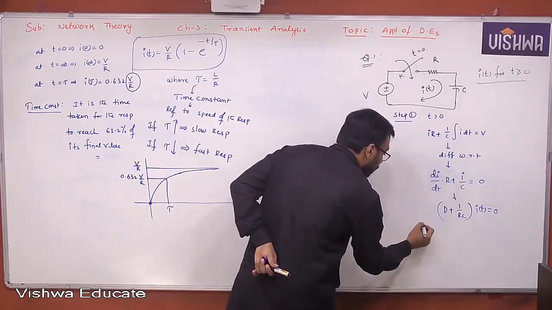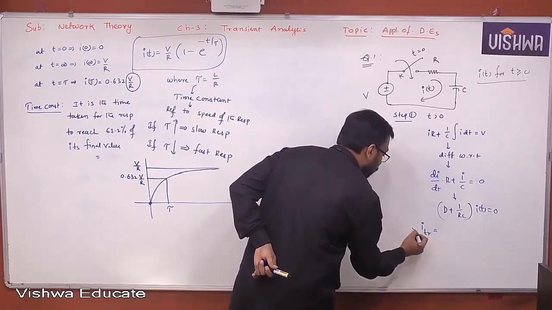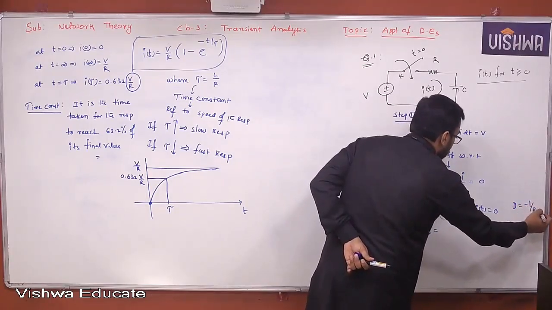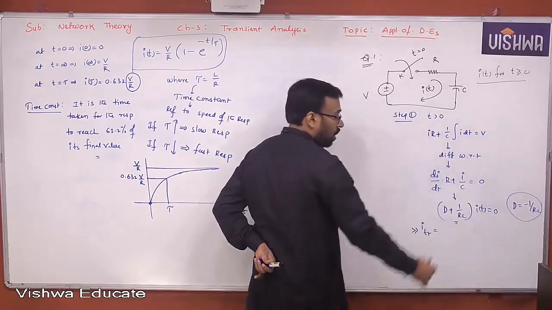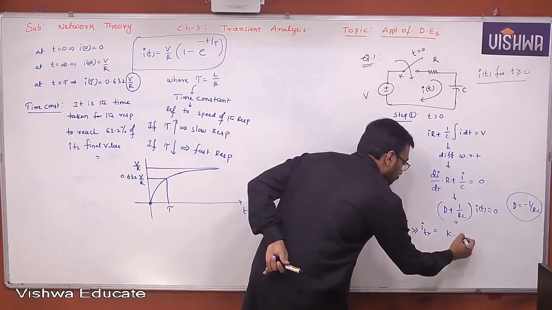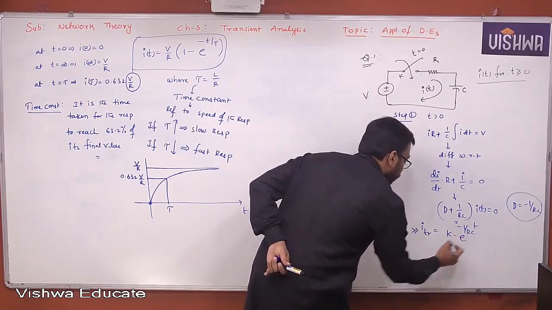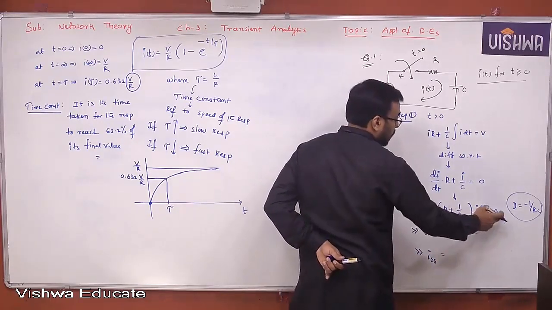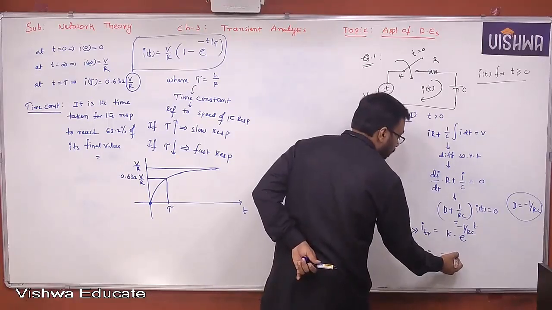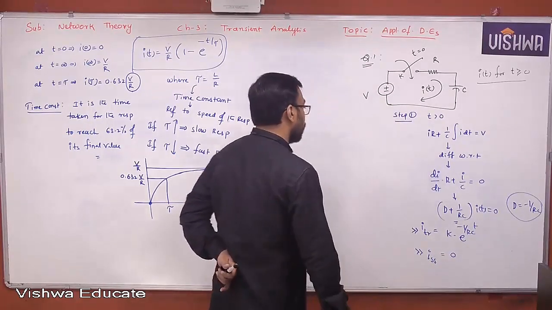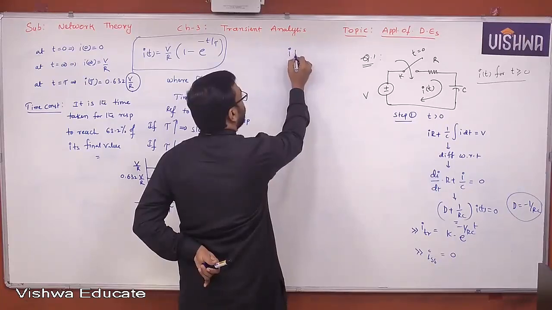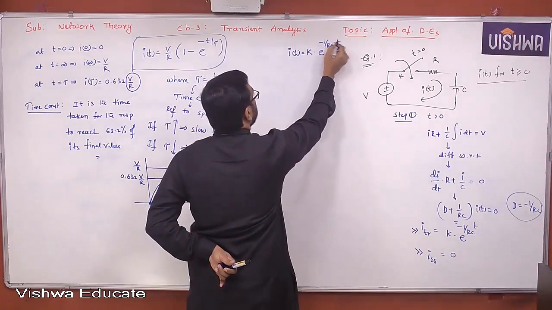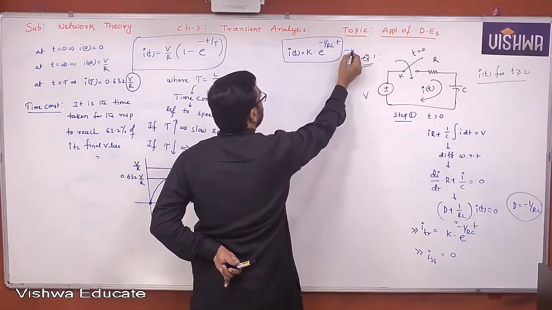Then i transient will become, because D = −1/RC, what is the root of this differential polynomial? −1/RC. Therefore, i transient = K e^(−t/RC). The i steady state will become 0. The reason is that in this differential equation the right side quantity is 0, so the particular integral or steady state value is also 0. The total response is K e^(−t/RC). Call this the first equation.